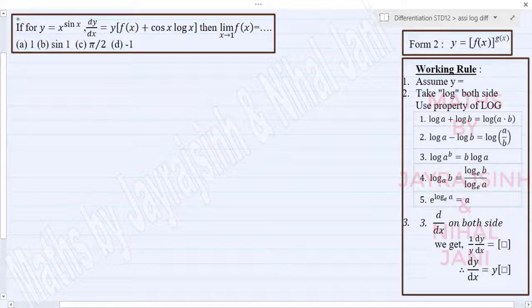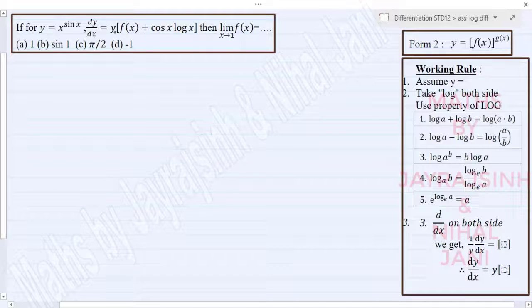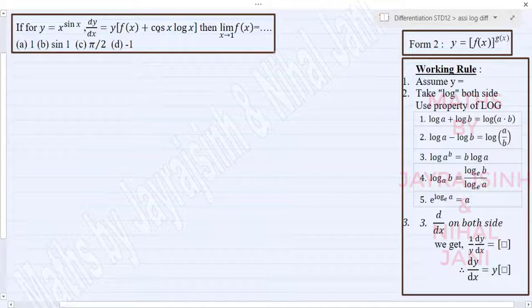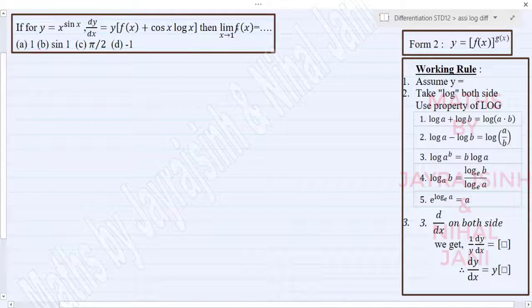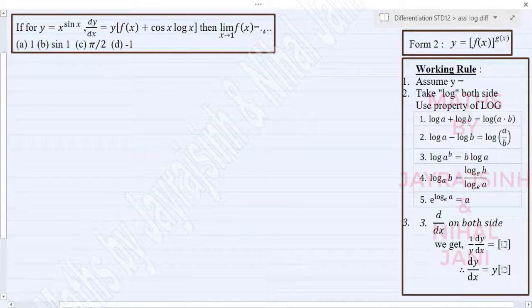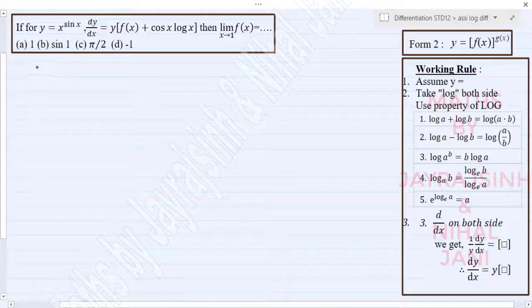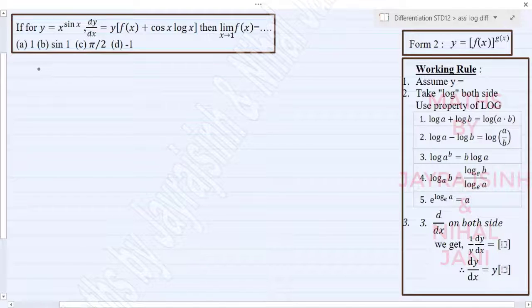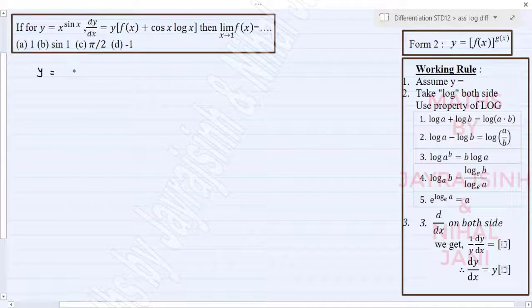If for y is equal to x raised to sin x, we have dy by dx is equal to y times f(x) plus cos x into log x, then we have to find limit x tends to 1 of f(x). So first of all, let's write our function, which is y equals x raised to sin x.